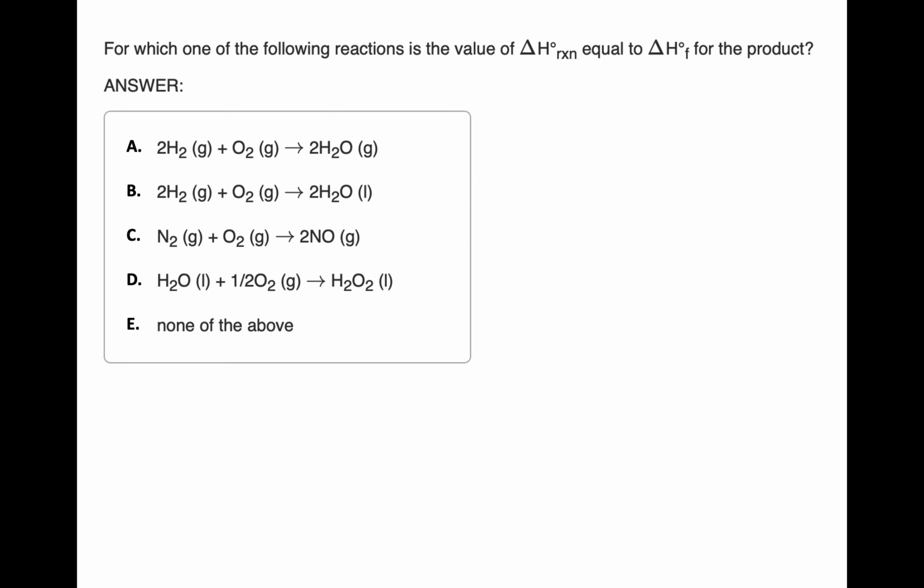So take a second, see if you can answer this Mastering question. A, B, C, D, E. Which of these would be a standard enthalpy of formation reaction?